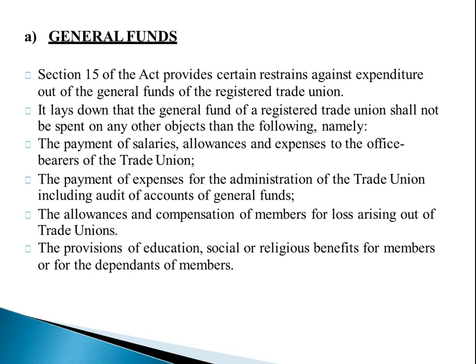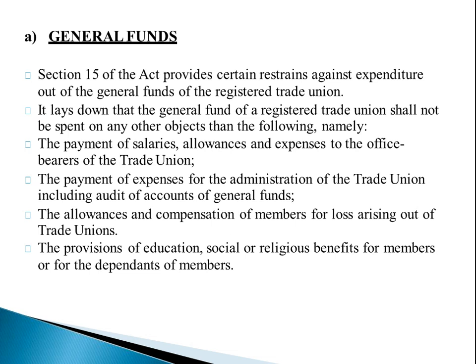What comes under the general fund category? Under section 15, it lays down that the general fund is spent for the purpose of salary, allowances and expenses to the office bearers. For example, because of some disciplinary action, an employee is not getting the salary, then what these trade union members will do is pay a salary to that particular employee till the disciplinary action is resolved. This payment will be given out of the trade union fund. That is the payment of salaries, allowances and expenses to the office bearers of the trade union.